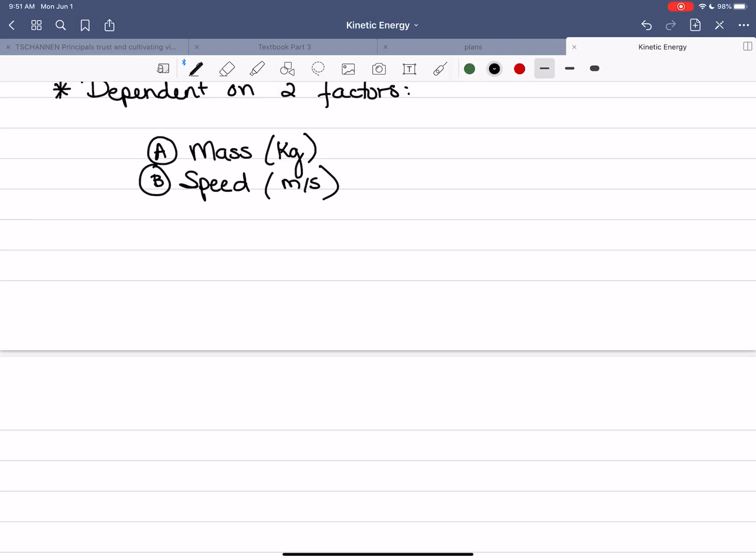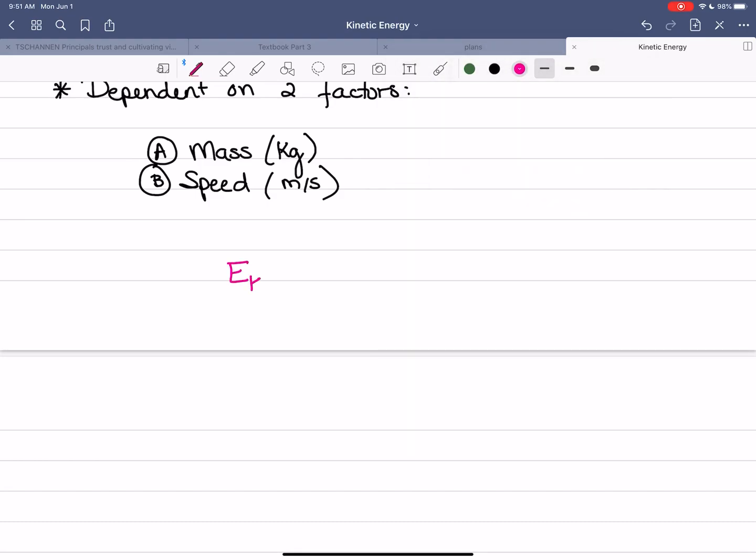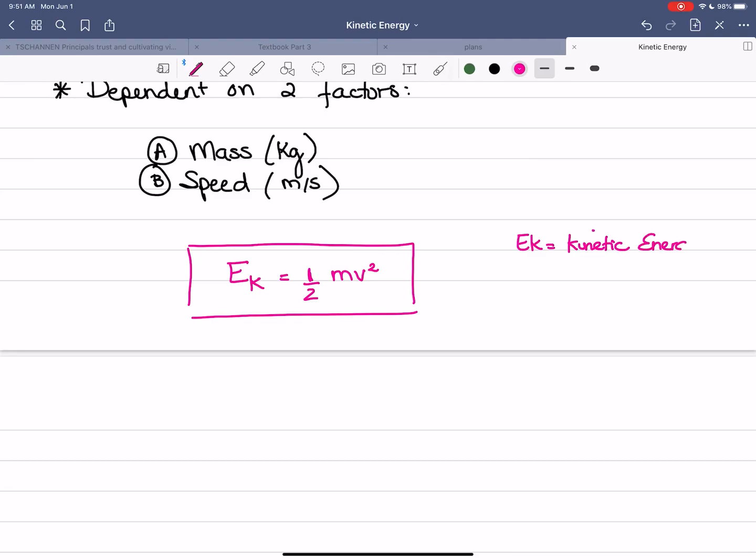Okay, so when we look at our formula for kinetic energy, we get EK, so EP, remember, was potential, EK is kinetic, is 1/2 mv squared. So that is the formula for kinetic energy, where EK is kinetic energy, and it's going to be in joules, right? M is the mass in kilograms, and V is the speed in meters per second.